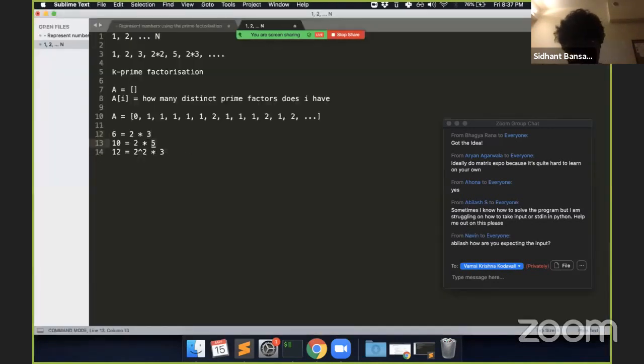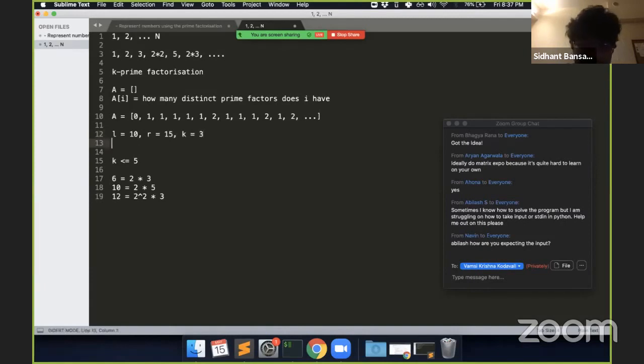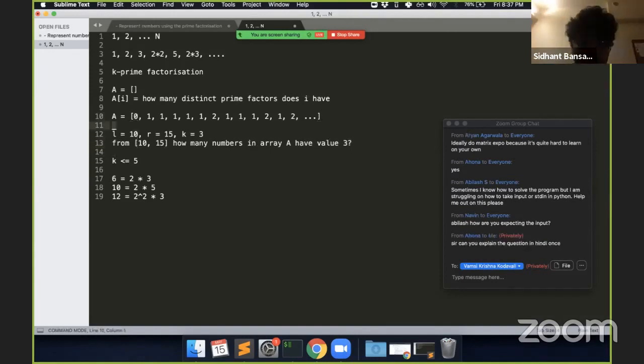So, once we have the A array, we know that k is less than or equal to 5 in this question. Because k is at most 5, what you can do is use this A array, which is how many distinct prime factors i has. Now let's say someone asks you that L is 10, R is 15, and K is 3. What this means is: from 10 to 15, how many numbers in array A have value 3? That's the question.